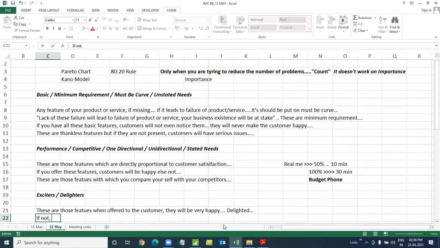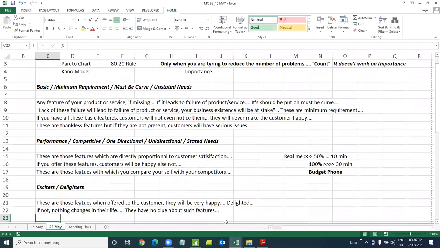If not, nothing changes in their life. They have no clue about such features. Now, bottom line, say, because of my consulting work, I keep traveling frequently. There's Taj resorts which I've been traveling, Lemon Tree and Kempinski. Taj, one fine day, offered me a free upgrade, and I generally book a normal suite. Because of my travel history, they upgraded me to a presidential suite.